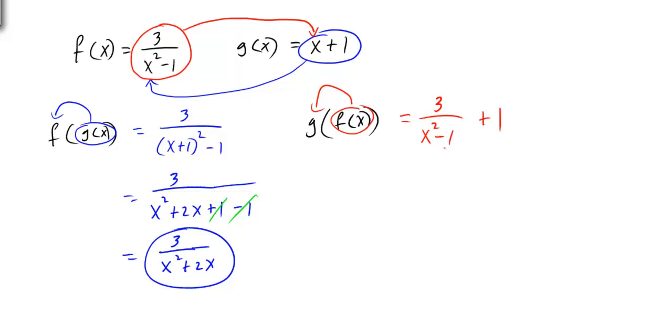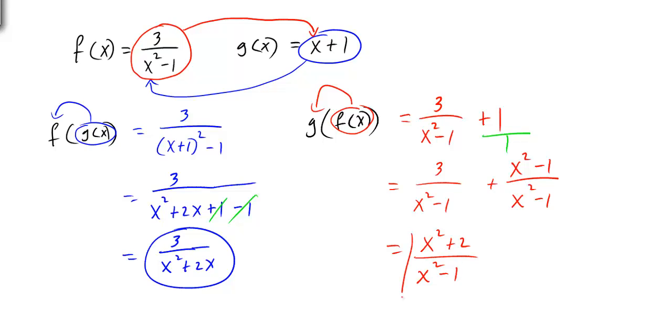Now we can get a common denominator here to add these together, which the common denominator would be x squared minus 1. So if that's our common denominator, this would remain 3 over x squared minus 1. And over here, we multiplied the denominator by x squared minus 1, so therefore we have to multiply the numerator by x squared minus 1. And therefore we would end up with 3 plus x squared minus 1, so 3 minus 1 would be 2, so you would have x squared plus 2 over x squared minus 1. And that would give you g of f of x.